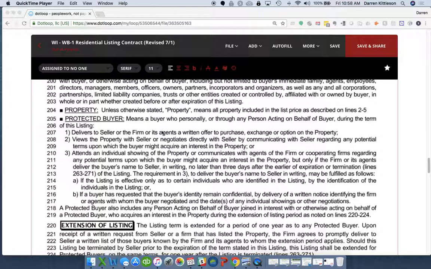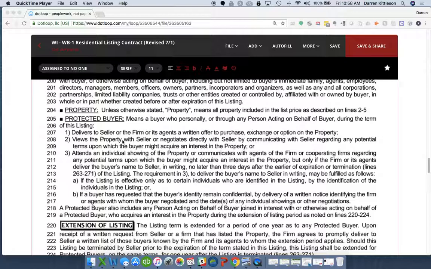And it says a protected buyer means a buyer who personally or through any person acting on behalf of them during the term of the listing does one of three things. One, they deliver to the seller or the firm or its agents a written offer to purchase, exchange, or option of the property. So, if during the time I have it listed, we get an offer from somebody, they automatically become a protected buyer for the purpose of this paragraph.